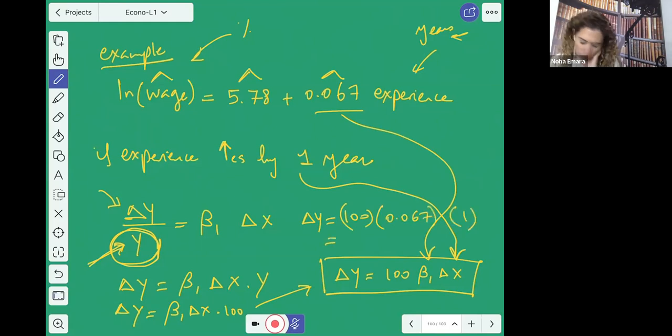Then your answer would be 6.7%. Remember, you have to add the percentage symbol. Okay, so a 1 year increase in experience would bring a 6.7% increase in wages because the sign is positive. All right, any question?